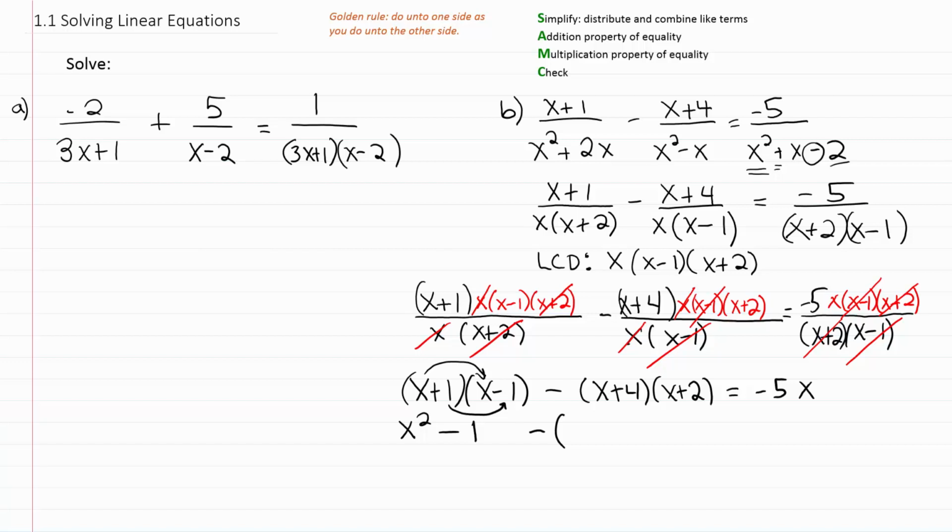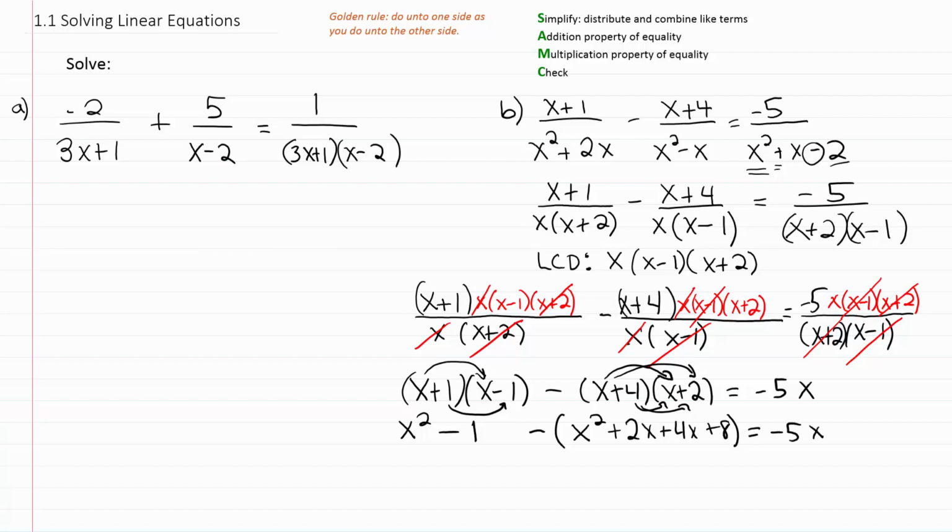All right, then we're going to have negative. Put a big parenthesis to start this so you don't forget to distribute the negative at the end. And you'll have x times x, which is x squared. Then x times 2, which is going to give you positive 2x. Then 4 times x, which is going to give you plus 4x. And then finally 4 times 2, which gives you positive 8. And that'll be equal to negative 5x.